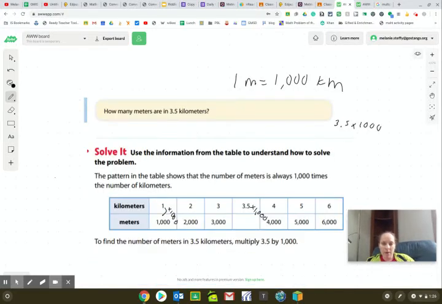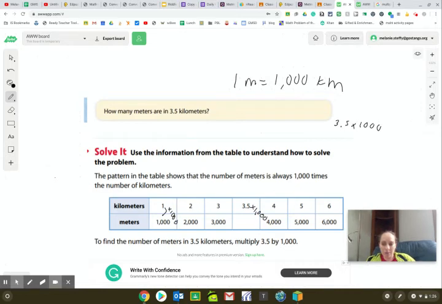And now we're going to be going back to our metric conversions because we're going to use that multiplying and dividing by powers of 10 with moving the decimal point to help us solve these problems.